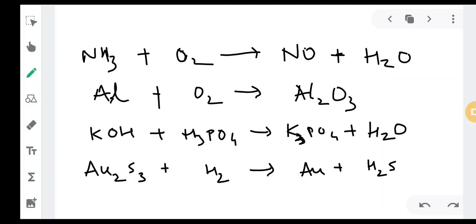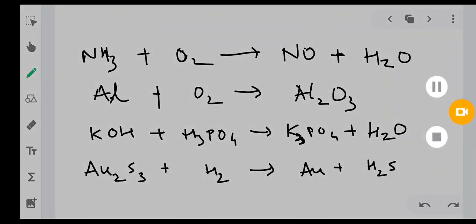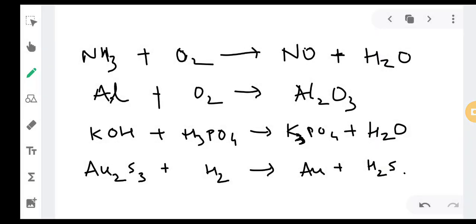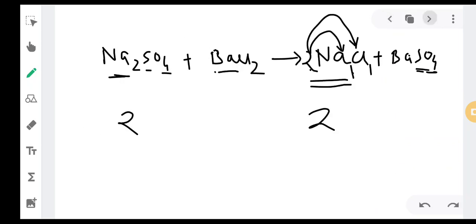I'll also be sharing some videos in case there is some problem, to help all of you study balancing chemical equations. See to it that you are going through all the equations. Whenever you start solving, the first thing is you need to know the symbols. If you don't know the symbols, you can't balance the equation, that is for sure.